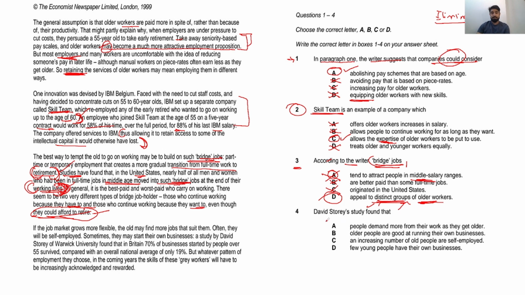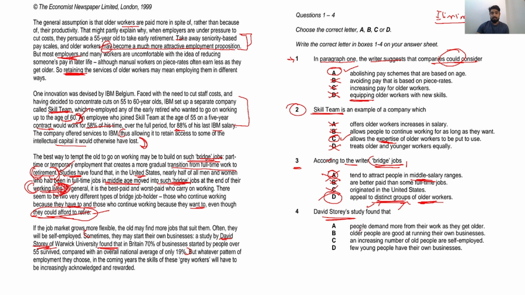Now the last one: David Story's study found that. So what is David Story's study? Where is it? Okay, David Story of Warwick University found that in Britain, 70% of businesses started by people over 55 survived, compared with an overall national average of only 19%. So that is his study.